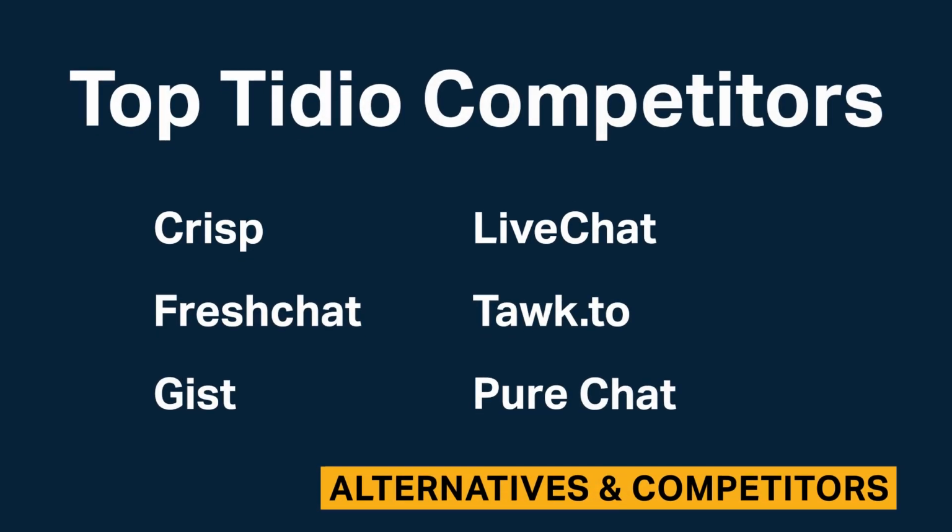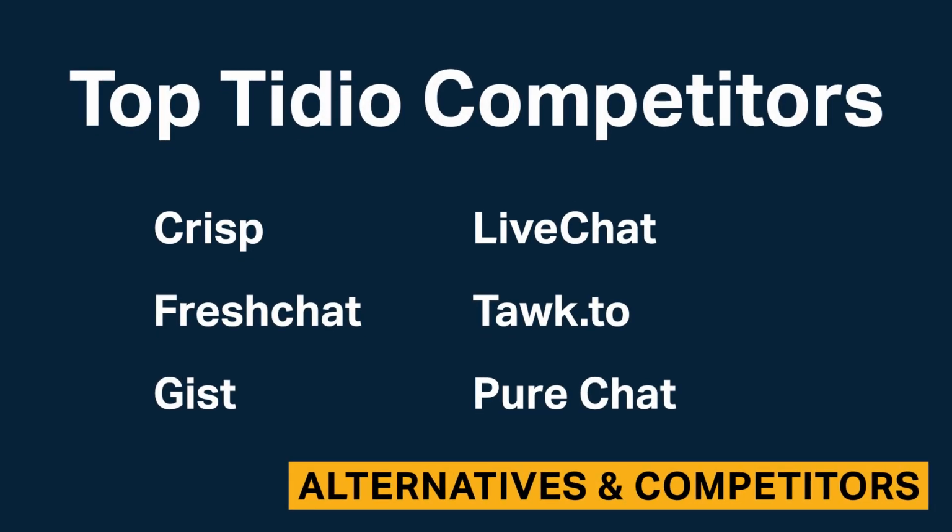Here are Tidio's top competitors. In terms of monthly cost, Tidio is similar in price to PureChat and FreshChat. Tidio's free plan is more well-rounded than the free plans offered by Crisp. However, it is not as robust as the free Talk.to option.